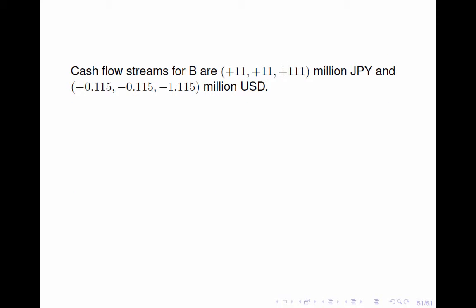Since B receives the interest on 100 million Japanese yen and pays the interest on 1 million US dollars, for the first 2 years, it has cash inflows of 11 million Japanese yen and cash outflows of 0.115 million US dollars. For the third year, both parties need to exchange the principal. Thus, B has a cash inflow of 111 million Japanese yen and a cash outflow of 1.115 million US dollars.